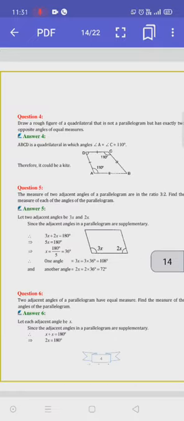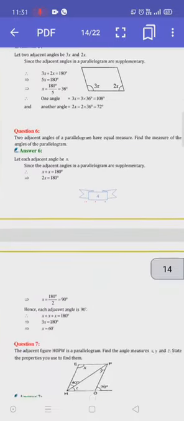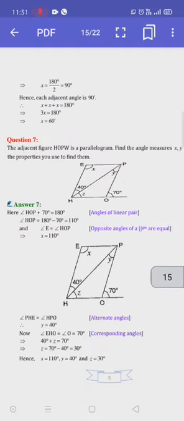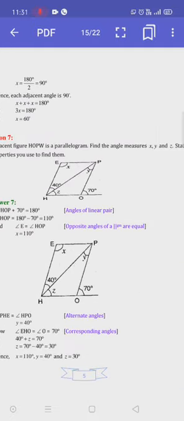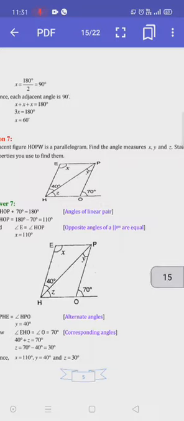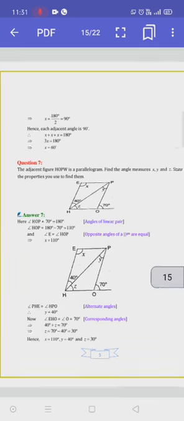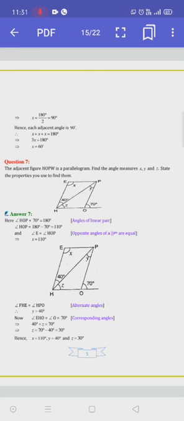Now 6 you can do as homework. I am going to explain 7. My dear students, 7 is a very important question from the exam point of view. So I am going to explain question 7. The adjacent figure HOPE, H-O-P-E. In the figure it is written H-O-P-W, but by mistake it is printed W. So HOPE is a parallelogram. Find the angles x, y and z. State the property you used to find them.